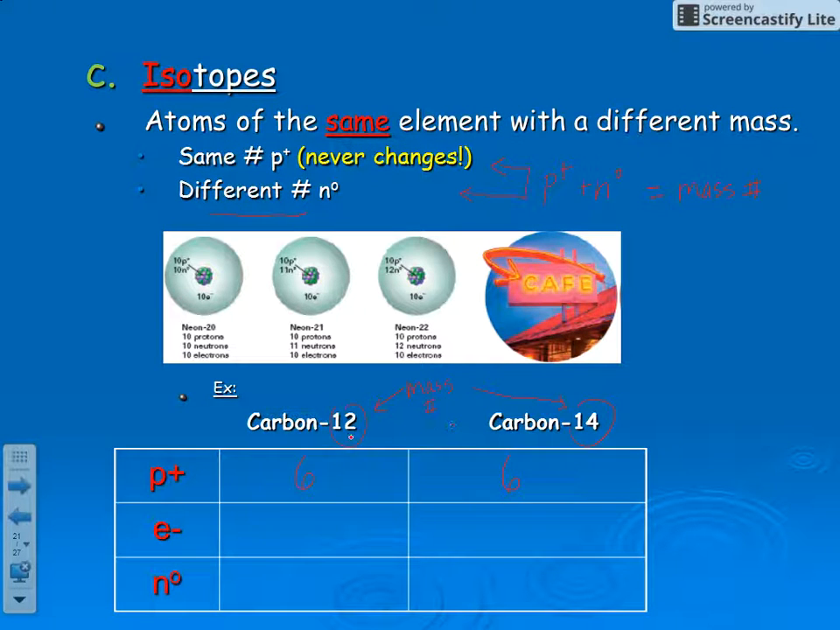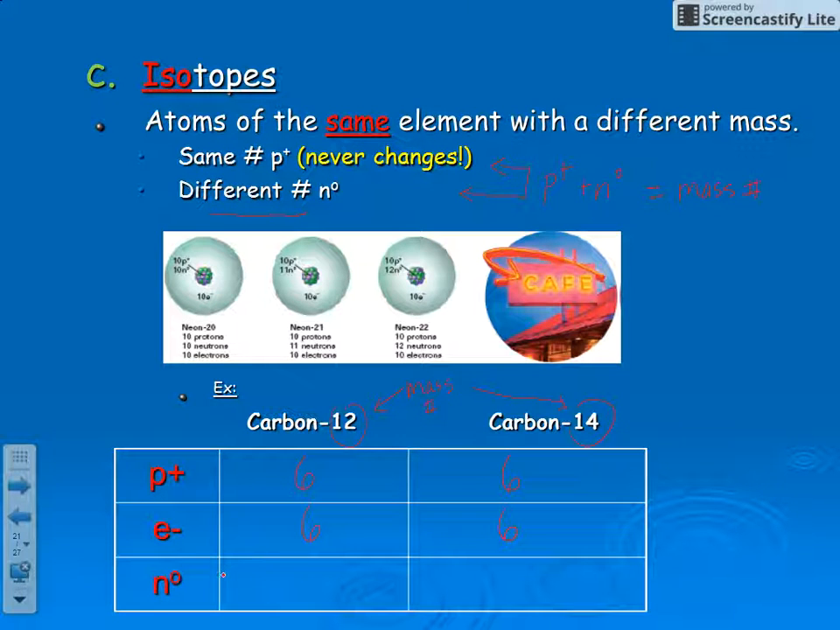There's no charge here. This is a hyphen, not a negative sign. If it was a charge, it would be written as a superscript. So that means it also has 6 electrons. They both have 6 electrons. The only particle that is different is the number of neutrons.